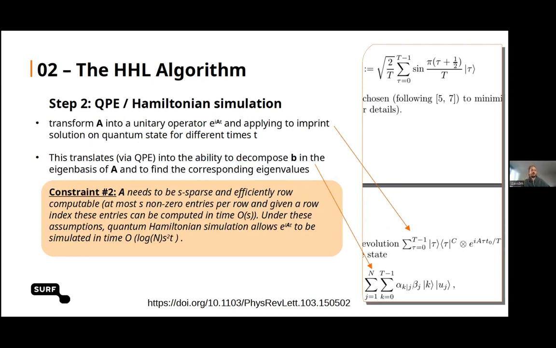So now here we add a quantum register, or a few quantum registers, to encode the eigenvalues. And we transform our matrix A into a unitary operator e^{iAt}, and apply this to the system to imprint the solution on the quantum state for different times t. And this, in more physical terms, translates via the quantum phase estimation into the ability to decompose the vector b in the eigenbasis of our matrix A and to find the corresponding eigenvalues. This already brings the next constraint, which is that A needs to be sparse and efficiently row computable. And this allows the quantum Hamiltonian simulation to be efficiently simulated in the scaling with n. So again, if there's no efficient way to do this, then we again lose our speedup. Next slide, please.